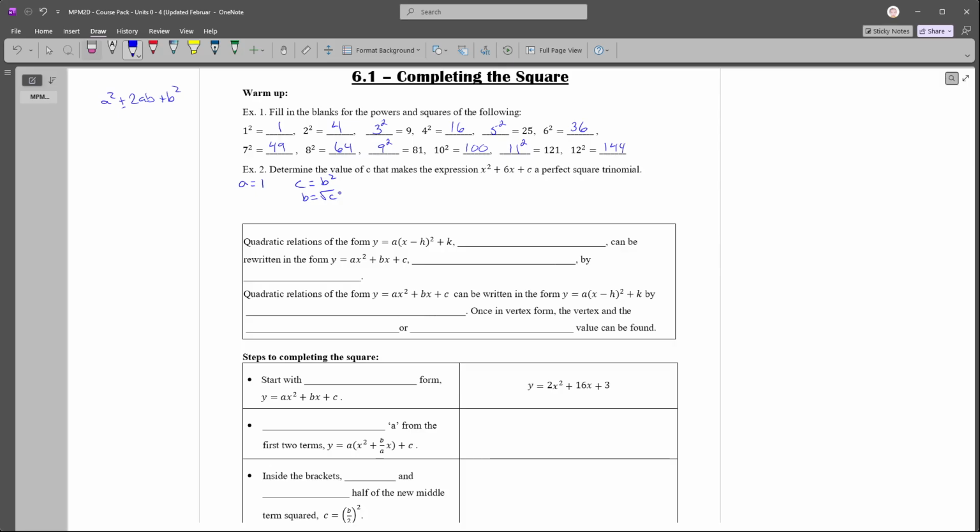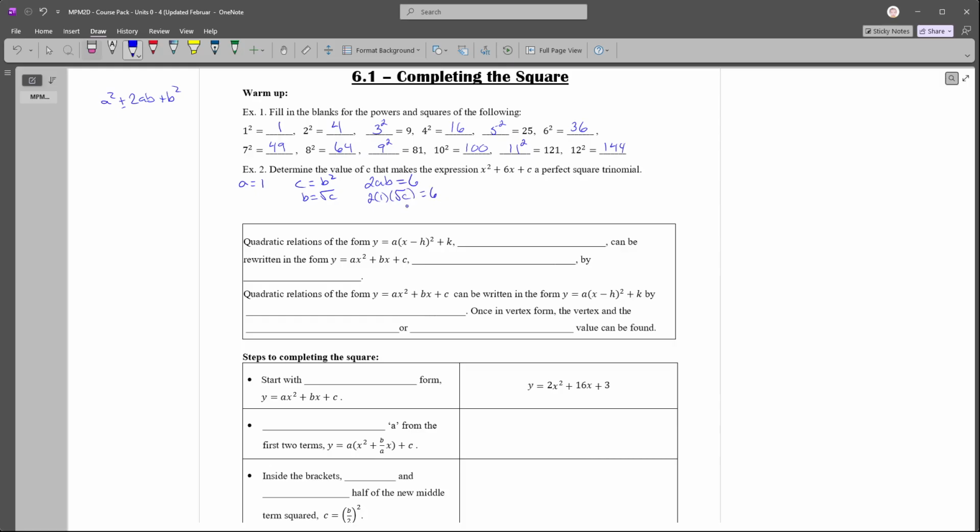What else do we know? Well, we know that that middle term needs to be equal to whatever value sits in front of that x. So we know that 2ab is equal to 6. So now what we want to do is substitute all the values we know in. We know 2 is 2. We know a is just a 1. And we know b is root c. And that's all equal to 6.